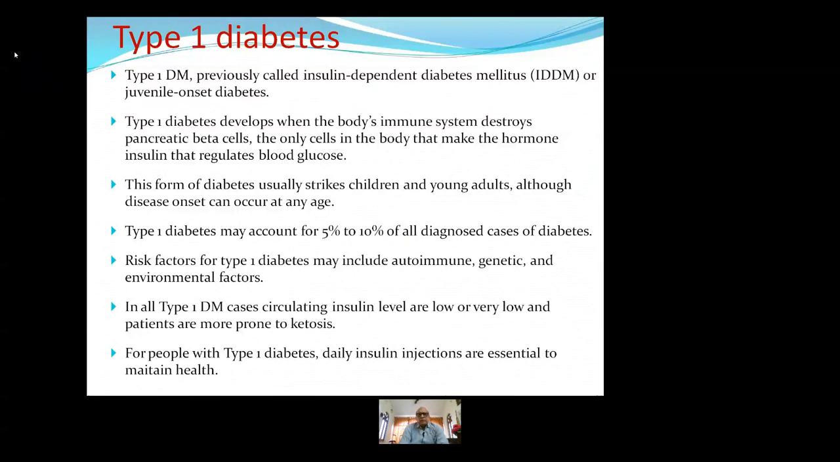This form of diabetes usually strikes children and young adults, although disease onset can occur at any age. Type 1 diabetes may account for 5 to 10% of all diagnosed cases of diabetes. Risk factors for type 1 diabetes may include autoimmune, genetic, and environmental factors. In all type 1 diabetes mellitus cases, circulating insulin levels are low or very low, and patients are more prone to ketosis. For people with type 1 diabetes, daily insulin injections are essential to maintain health.